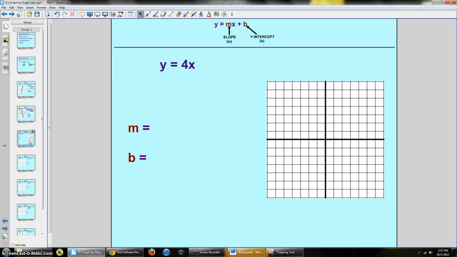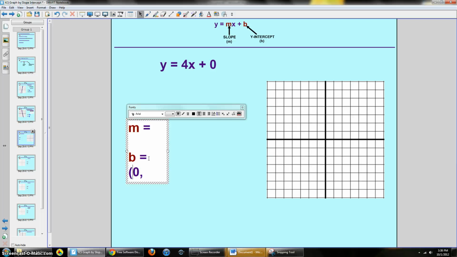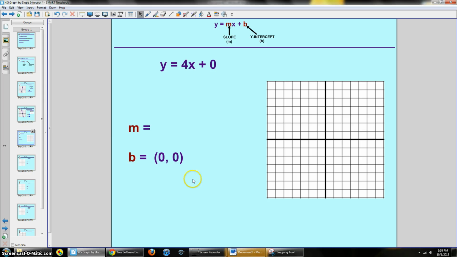There are a couple weird ones, okay, like this one. Y equals 4x. It doesn't appear to have a b value, but really what that is is a plus 0 there. So what that really means is that your slope is the 4 and your b value, your intercept, is 0. So this one you will start at the origin and you will go up 4 over 1 or back 1 down 4, however you want to phrase that.